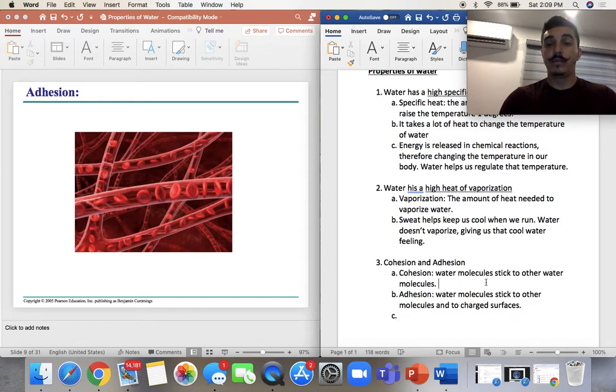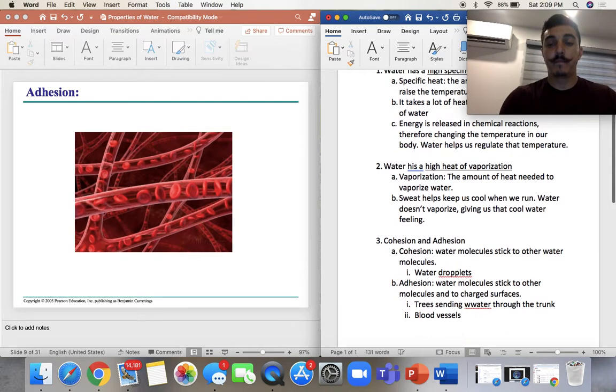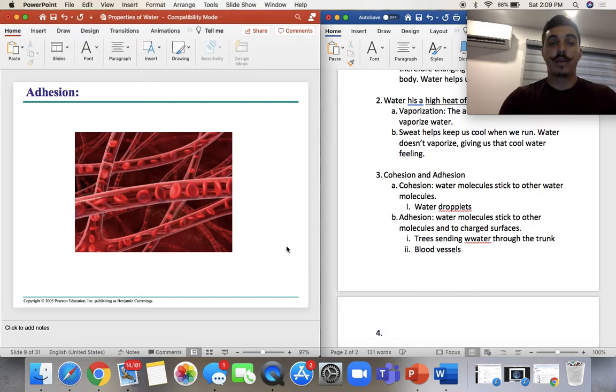So cohesion, put example, water droplets are jumping into a pool. Adhesion, we can say trees sending water up the trunk, or blood vessels of the body itself. Okay, so far we got three.